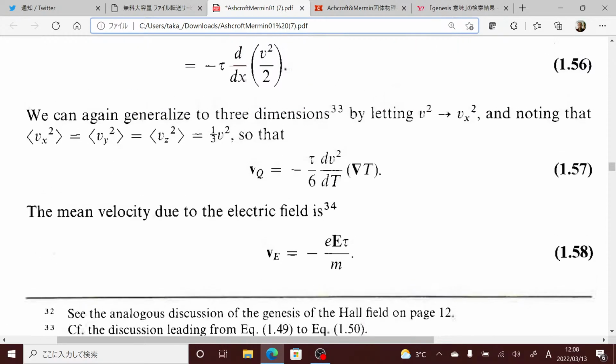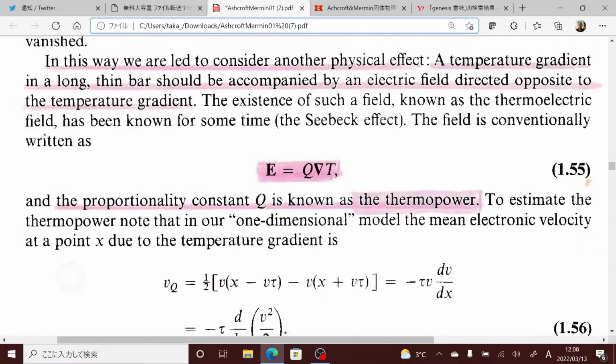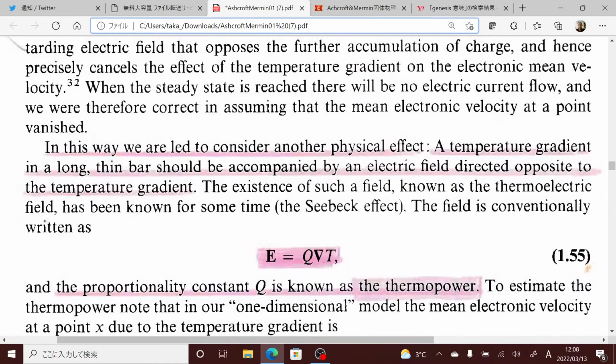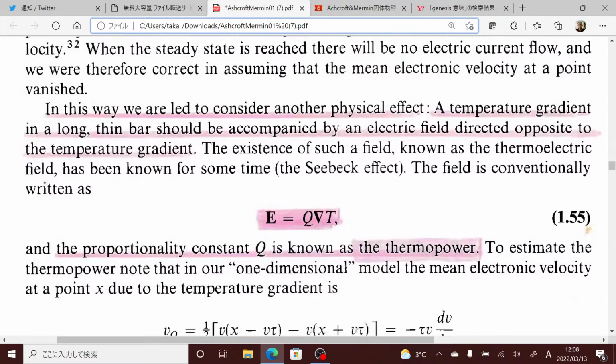See analogous discussion of the genesis of whole field on page 12. When the steady state is reached, there will be no electric current flow, and we will therefore be correct in assuming that the mean electronic velocity at a point vanishes. In this way, we are led to consider another physical effect.